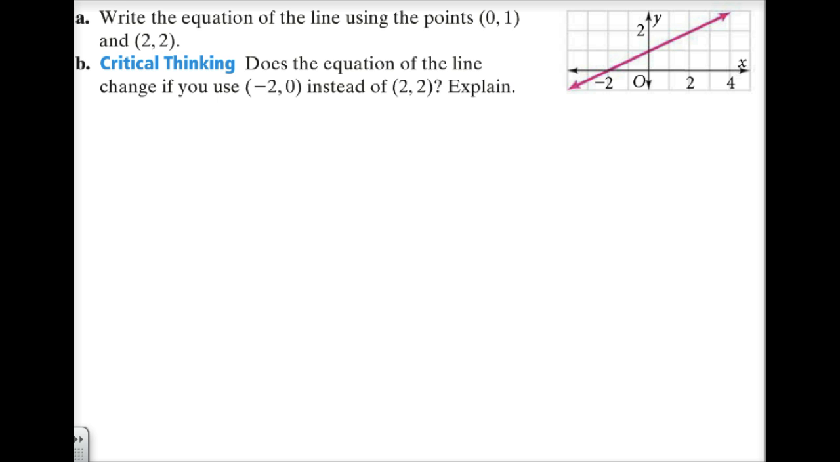Write the equation of the line using the points 0, 1, and 2, 2. They created this graph on the right side. 0, 1, so over 0, side to side 0, and up 1 puts us right here. And 2, 2, so we go to the right 2 and up 2. That puts us there. So what we're going to do is write an equation of that line. It is linear. A linear graph just means that it's a straight line. We are going to use y equals mx plus b. In that case, we need to find the slope and the y-intercept of our line.